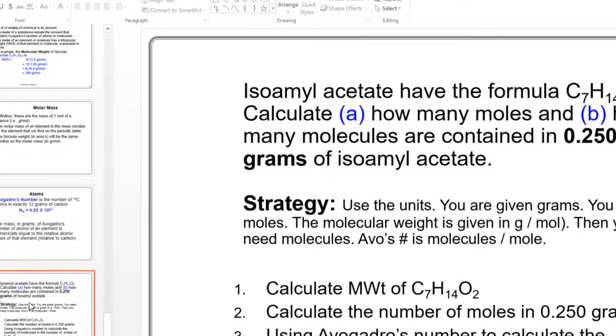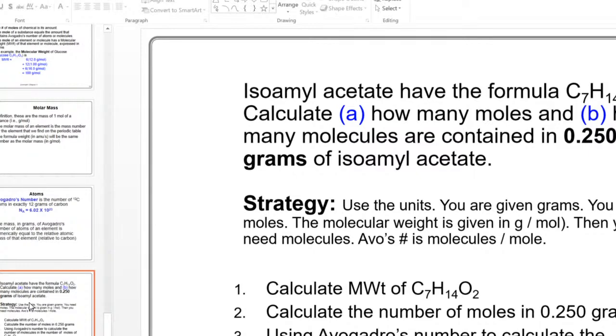Let us look at a sample question to see the importance of using Avogadro's constant. Isoamyl acetate has the formula C7H14O2. Calculate A, how many moles, and B, how many molecules are contained in 0.250 grams of isoamyl acetate.